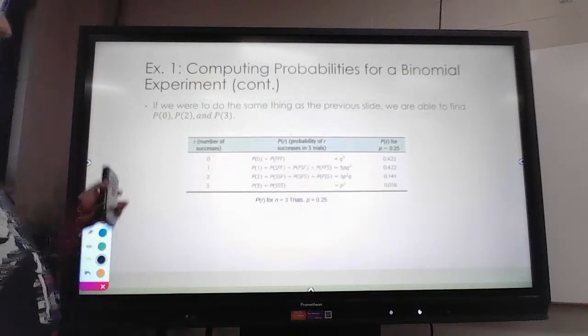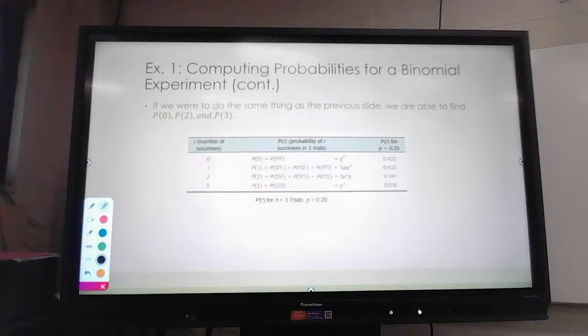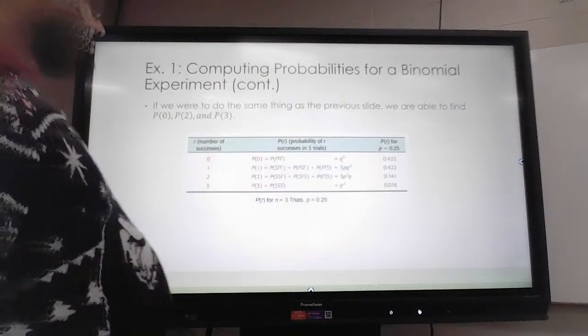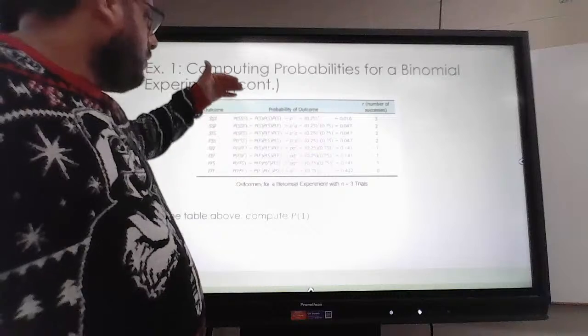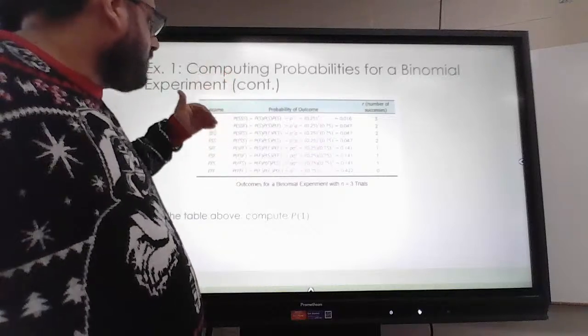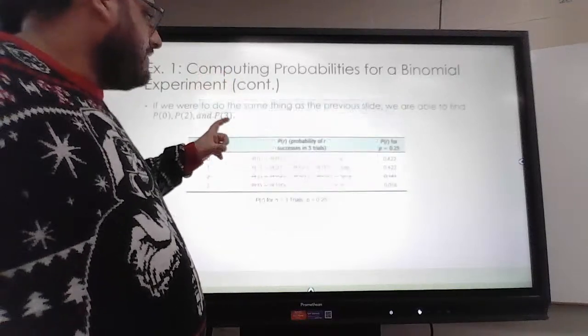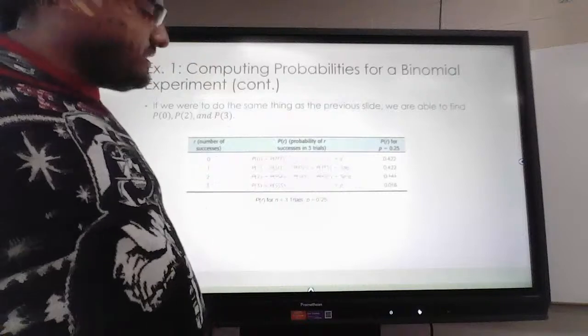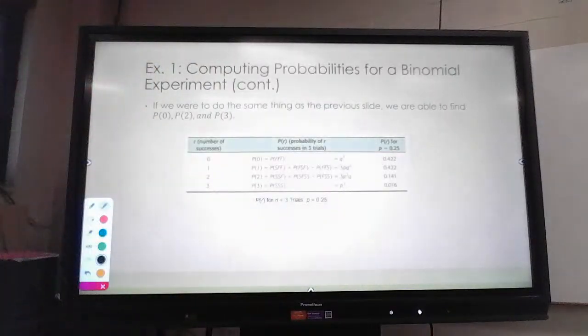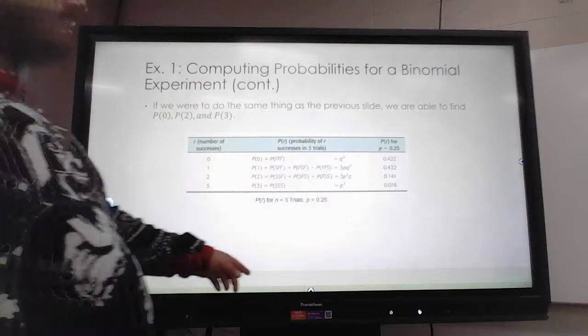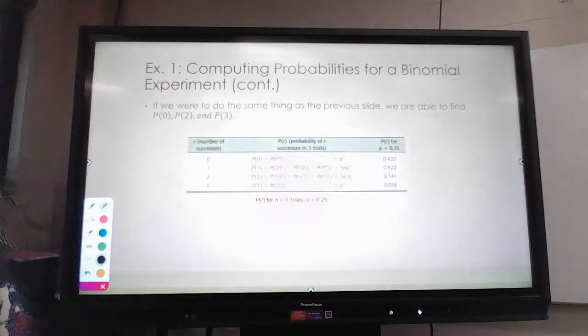And again, here's a visual breakdown of how that looks, right? So we're transitioning from this table. We found the value for each possible outcome, and now we've condensed them to the number of successes, right? So again, that's where we get all these from. And of course, if I add up all of these probabilities, I do get a value of 1.